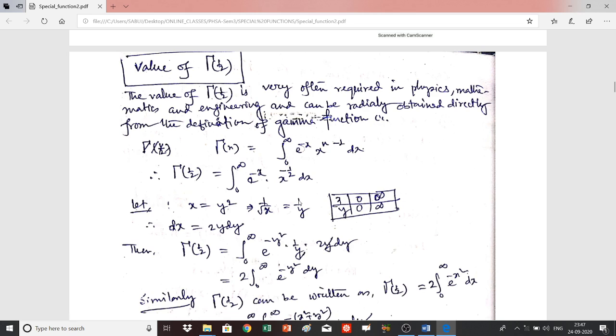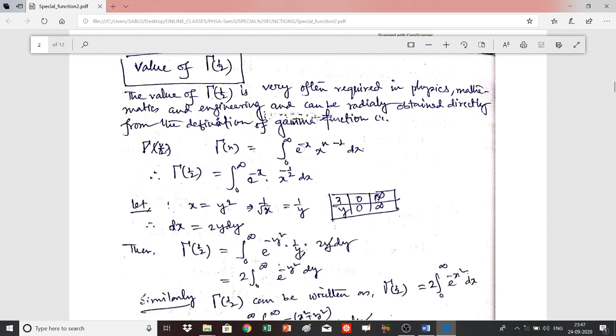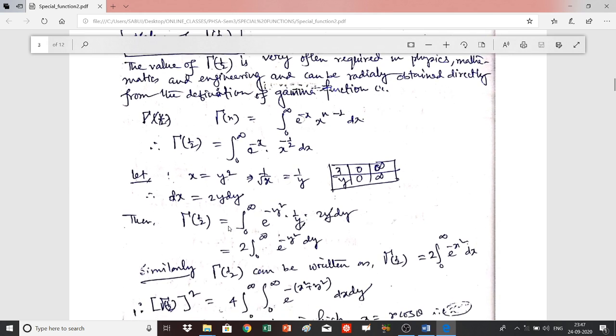When x is equal to 0, from this relation you can easily write y is equal to 0, and when x is equal to infinity, then from this relation you can understand that y should be infinity. And from this relation also you can find out the value of dx, that is 2y dy. And now it is time to substitute these values, that is x and dx.